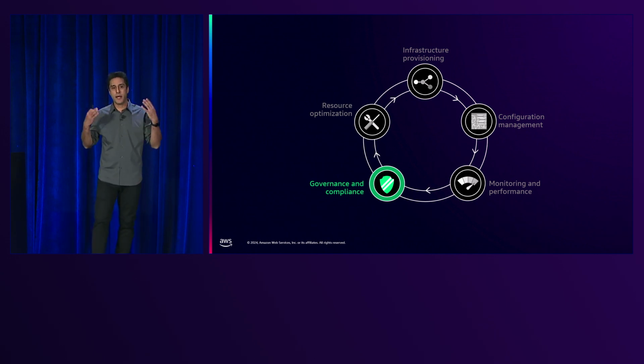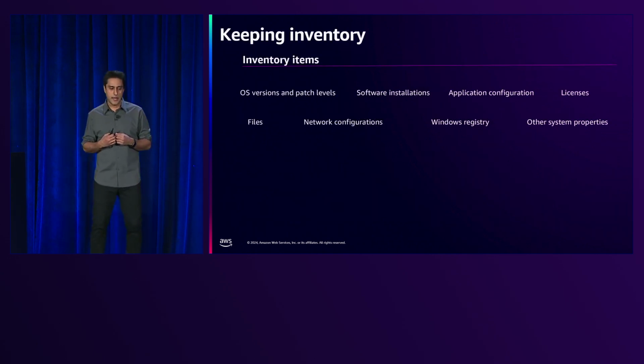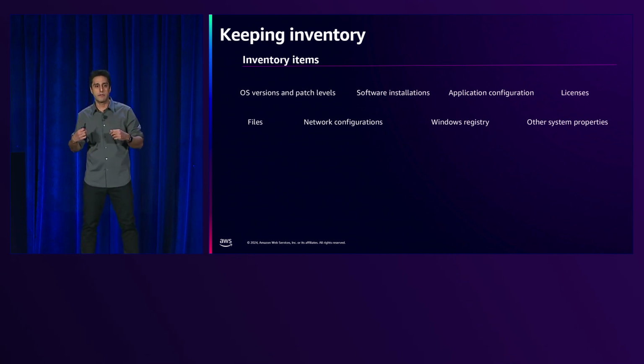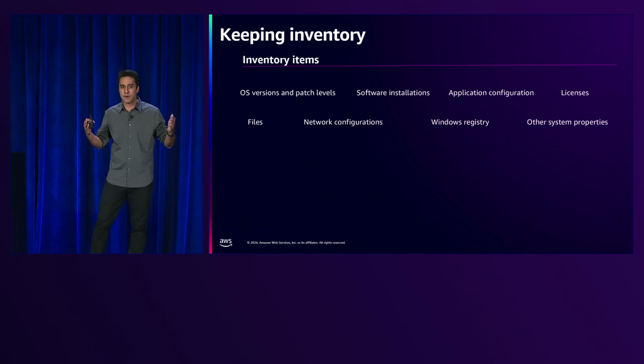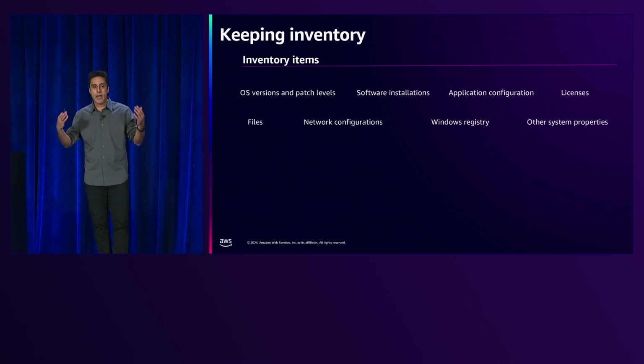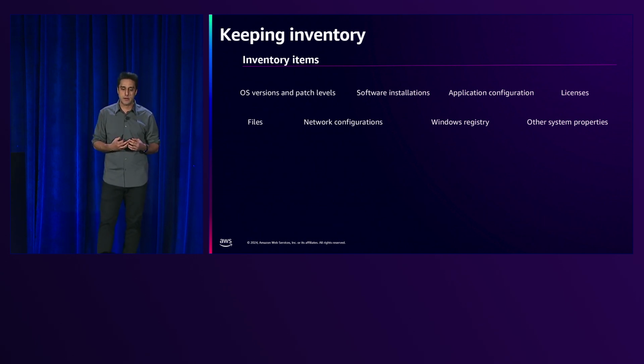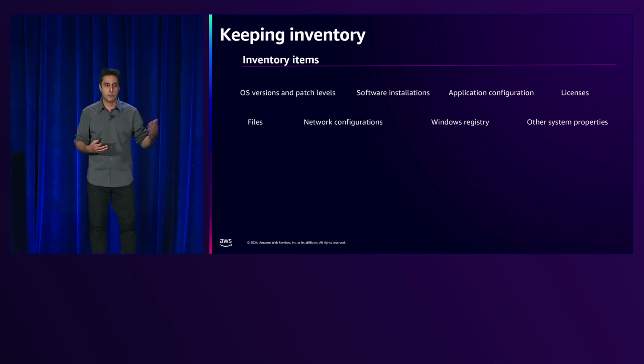So what do we mean by keeping an inventory of an environment? The moment I ask you, hey, give me the inventory of your resources, the moment you print that or export it to an Excel spreadsheet, that's out of date, right? Because you have to have a dynamic way of keeping inventory of your environment. But what are the different inventory items, let's say for Microsoft workloads? From operating systems, their patch levels, the different software and applications that are installed, Windows registry, and in the case of Microsoft, licenses are super important, right? What are your SQL or Windows operating system licenses?